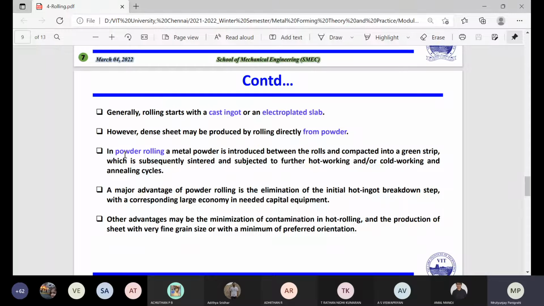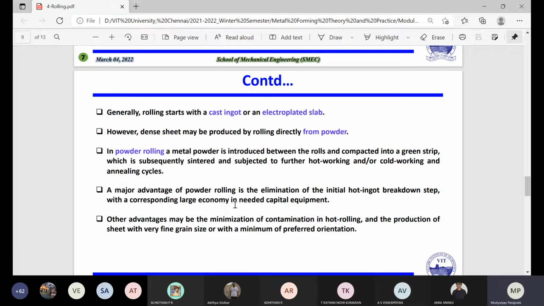So this is also one more process, in which you send some metal powders between the two rolls and compact it into a green strip. So you can also prepare some strip there. And that strip again you have to take for hot working, cold working, and also for heat treatment or the annealing cycle. Then again you have to increase the temperature, because now whenever you are rolling, the strength will probably not be so high. So then you have to go for annealing. The moment you go for annealing, you have to take care of all the parameters we have studied: the heating rate, the holding time, and the cooling time. Those three things you have to understand.